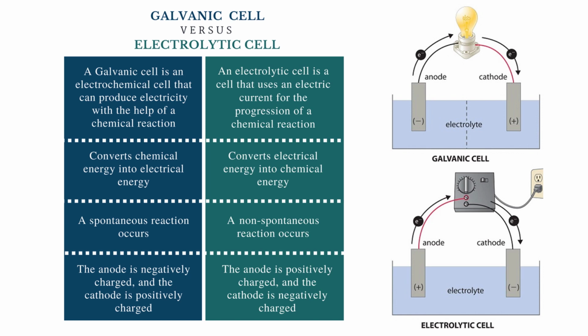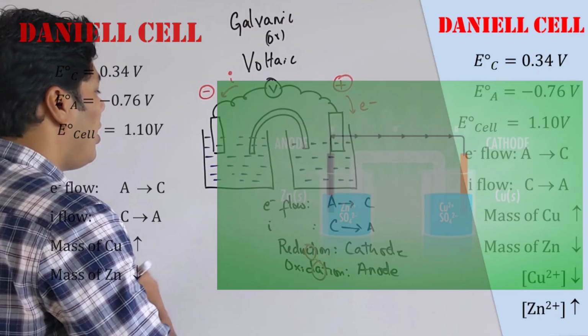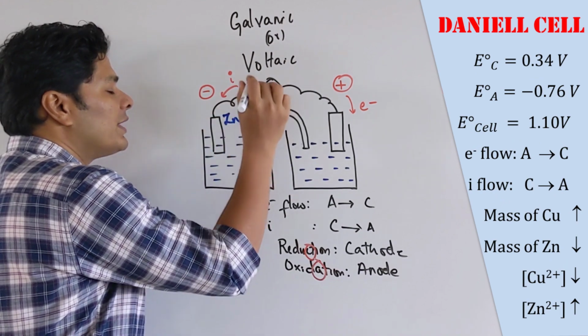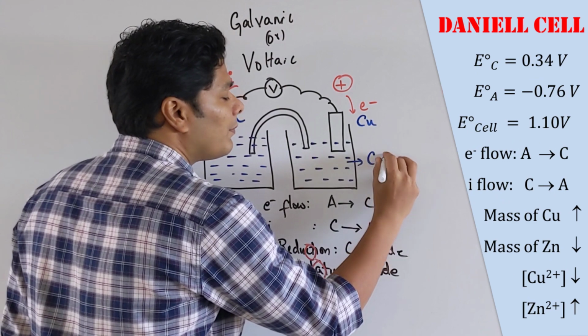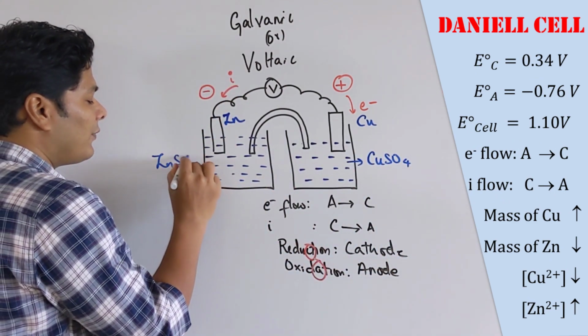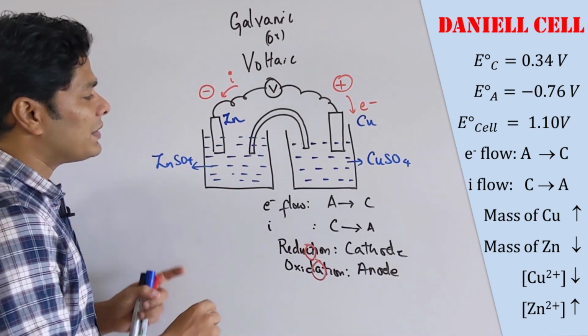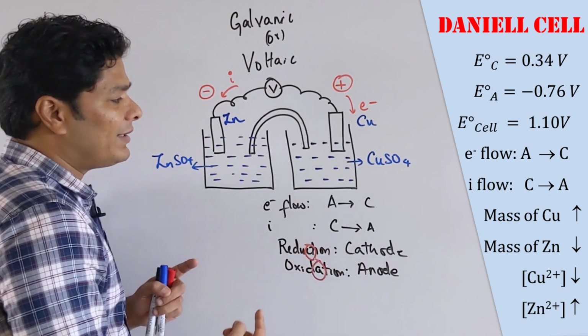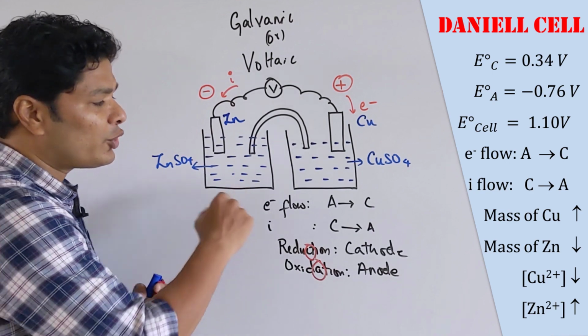Now that we have seen the differences between a galvanic and an electrolytic cell, let's study the galvanic cell much more in detail. Let's consider the Daniell cell. In a Daniell cell, our anode is zinc, cathode is copper, and the cathode solution is copper sulfate, anode solution is zinc sulfate. Now what happens is, we will see E naught potentials later. It turns out that the E naught of the cell is going to be positive, so delta G is negative, it is going to be spontaneous.